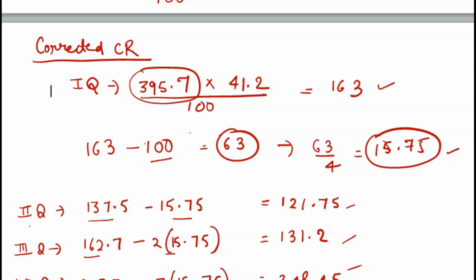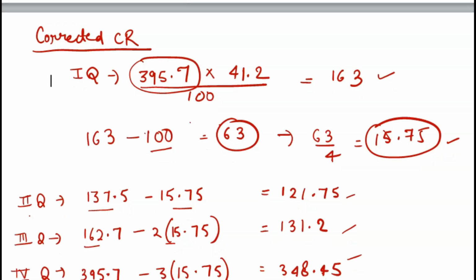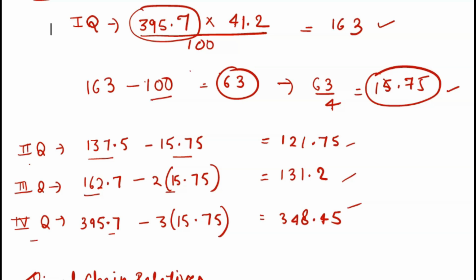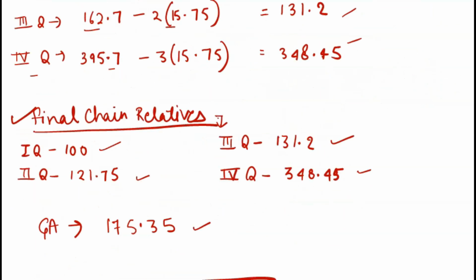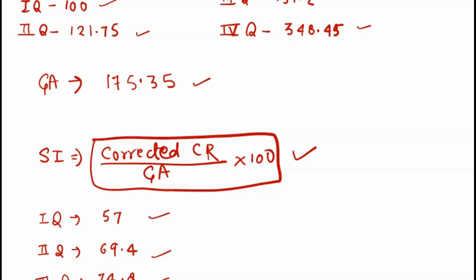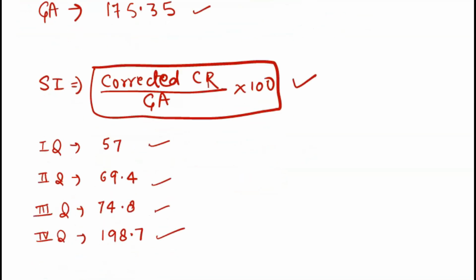For this, the fourth quarter chain relative will be the first quarter's previous chain relative. With this we will find out the corrected value. For each quarter it is 15.75 here, and then we will subtract it like this. We will get the final chain relatives. And then the general average we will find out from these final chain relatives only. And then seasonal indices we will find out, that is corrected chain relatives by general average multiplied by 100.